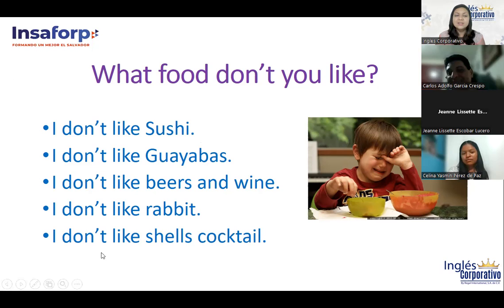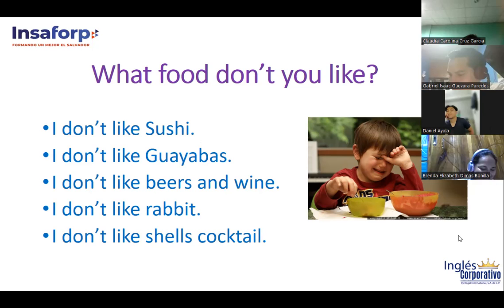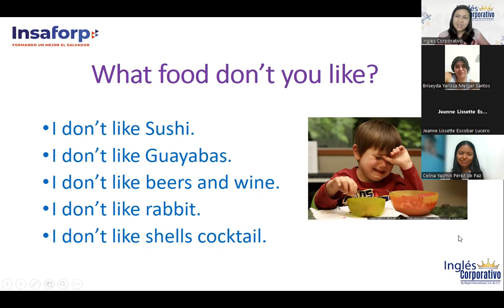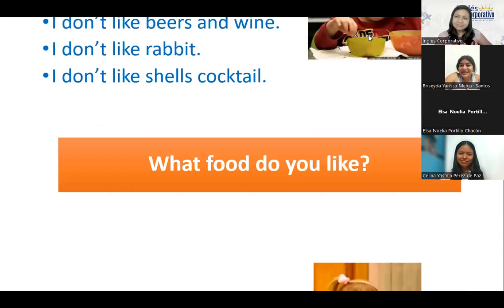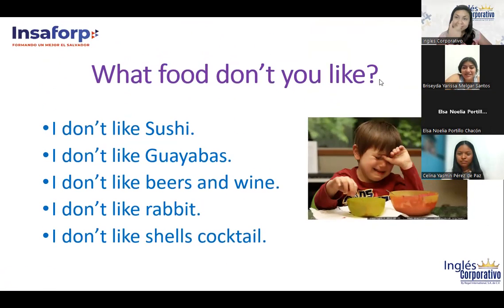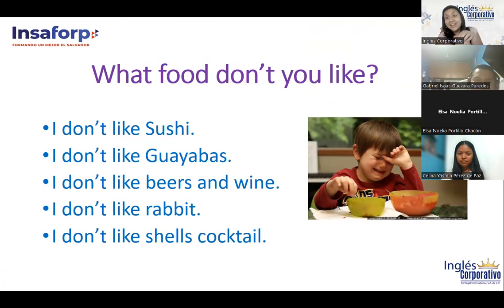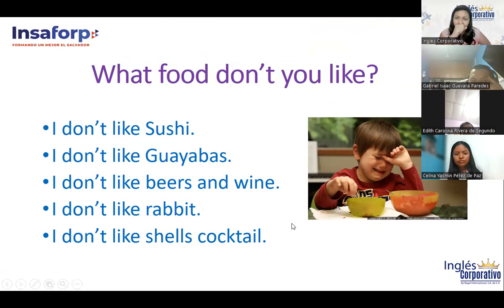Oh, and I don't like shell's cocktail. The shell's cocktail. I don't like it. Do you like it? What is the meaning of shell cocktail? Shell's cocktail. The little animal, well, the shells like the house, right? Conch. Yes, concha, shells. No, I don't like. You don't like shells. Okay.